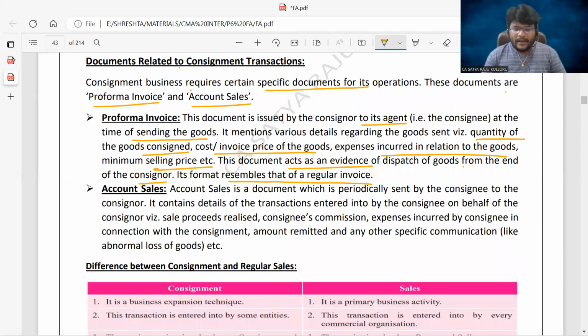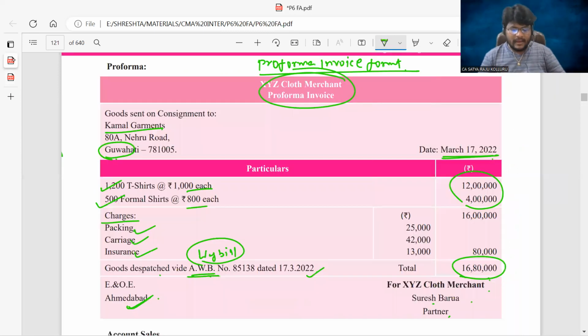Next, come to account sales. What is account sales all about, sir? Account sales is a document which is periodically sent by the consignee to the consignor. It contains details of the transactions entered into by the consignee on behalf of the consignor. That is total sale proceeds realized, less consignee's commission, less expenses incurred by the consignee in connection with the consignment, and the ultimate net amount remitted, and any other specific communication should be sent by the consignee to the consignor. Such a document is technically known as account sales.